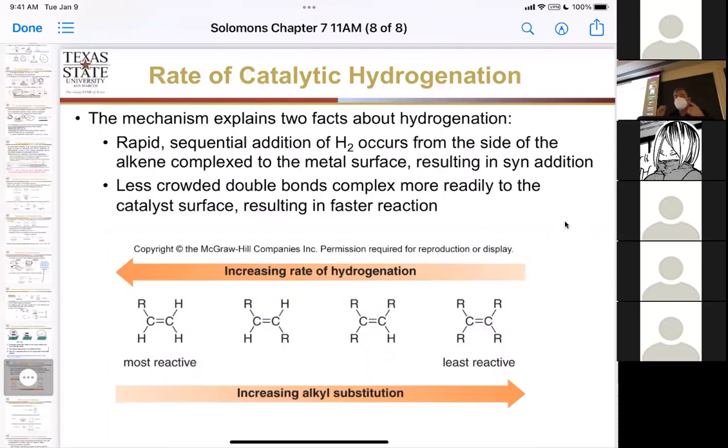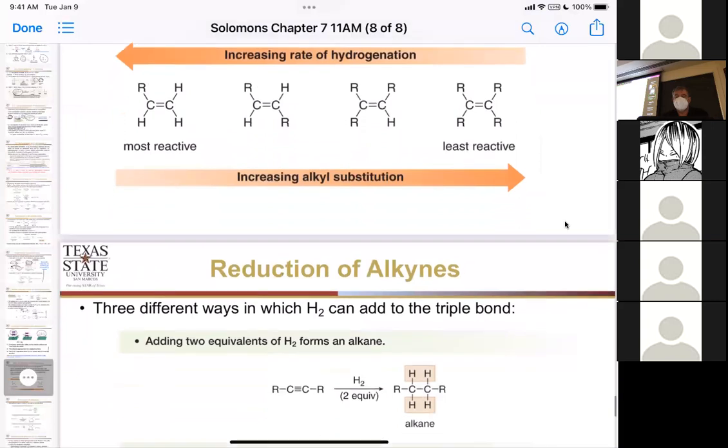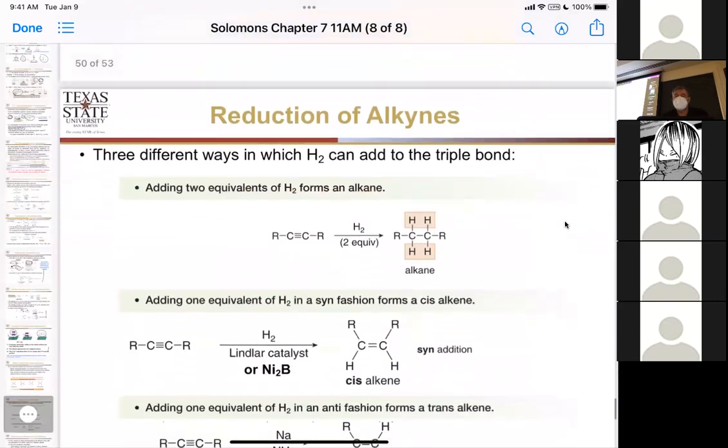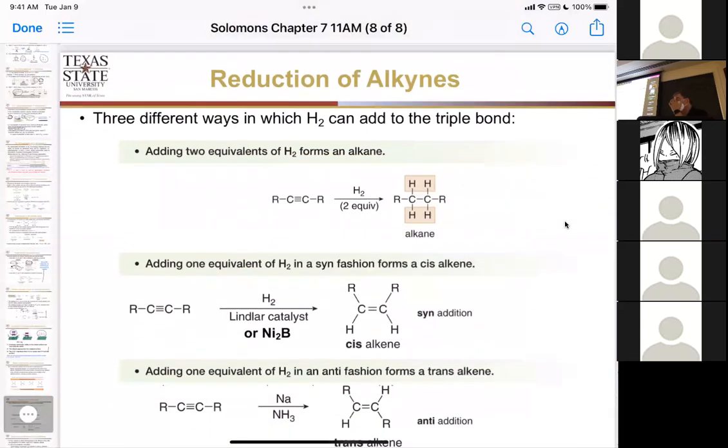It's least reactive mainly because of the crowding, but also because that double bond has less energy. It's less reactive just from that standpoint. Remember, our less substituted alkene gives off more heat. It's less stable, and our less stable thing reacts faster. So you can look at it both of those ways. So that works for alkenes, and that's great.